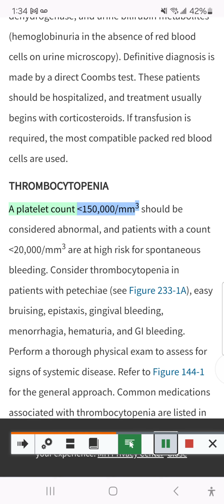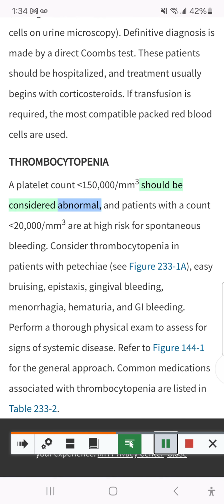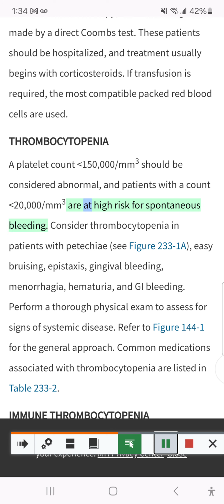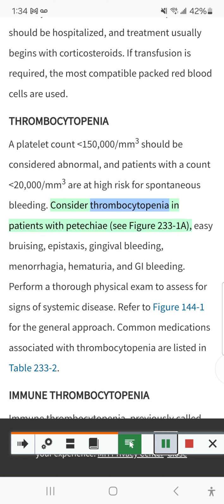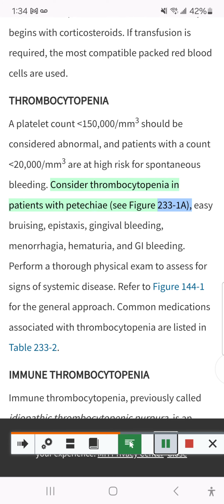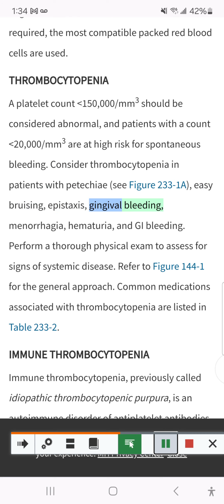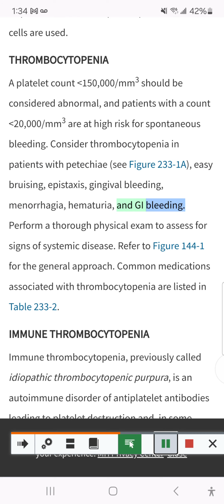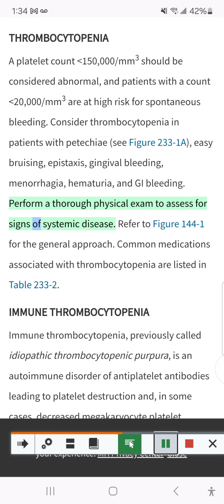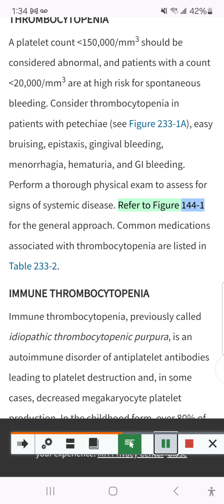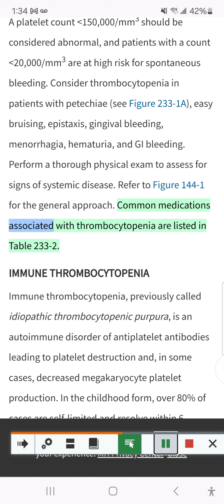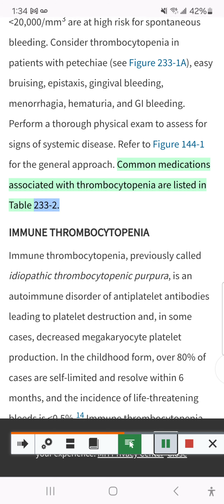Thrombocytopenia. A platelet count less than 150,000 per millimeter cubed should be considered abnormal, and patients with a count less than 20,000 per millimeter cubed are at high risk for spontaneous bleeding. Consider thrombocytopenia in patients with petechiae, see figure 233-1A, easy bruising, epistaxis, gingival bleeding, menorrhagia, hematuria, and GI bleeding. Perform a thorough physical exam to assess for signs of systemic disease. Refer to figure 144-1 for the general approach. Common medications associated with thrombocytopenia are listed in table 233-2.